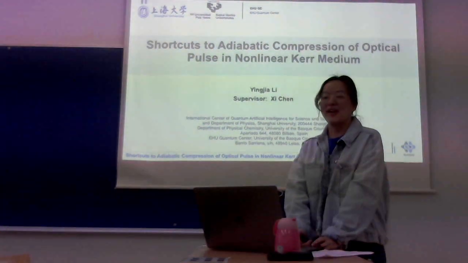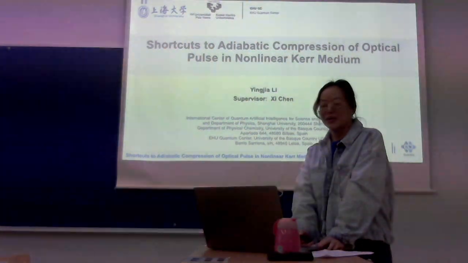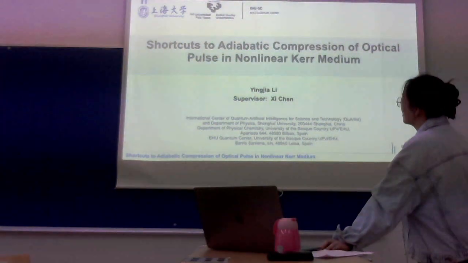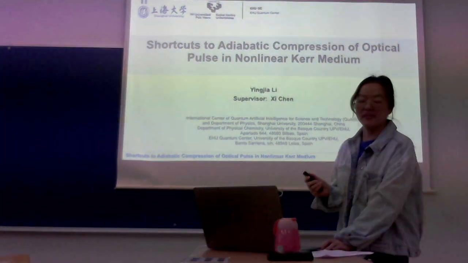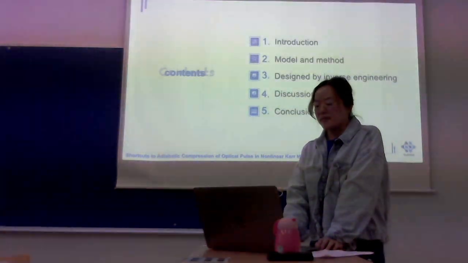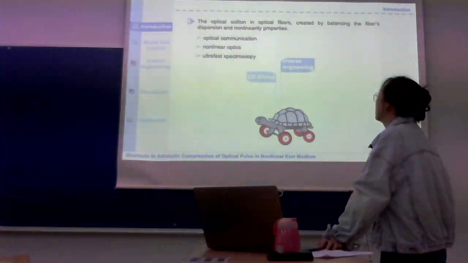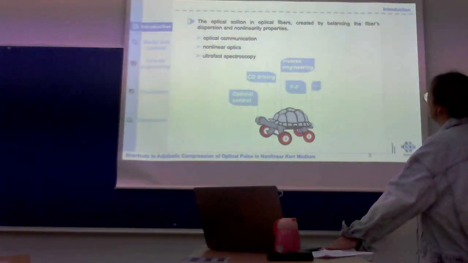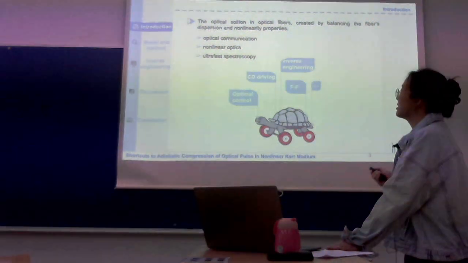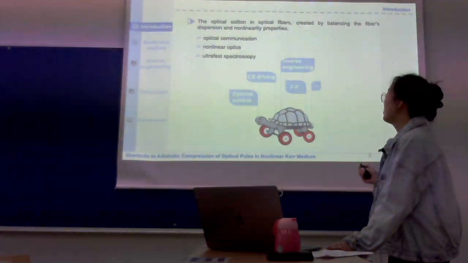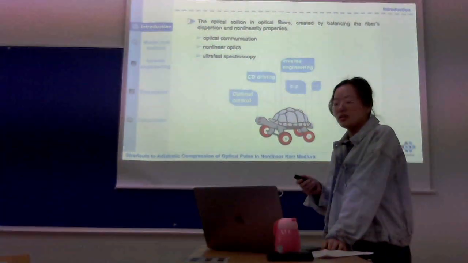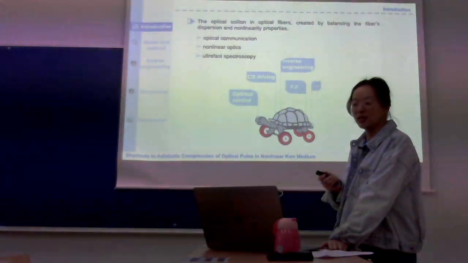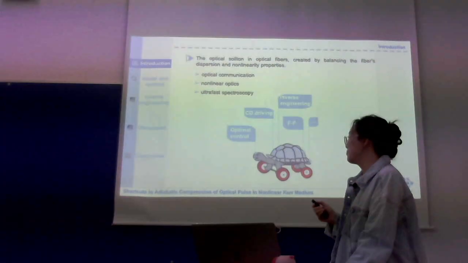Okay, hello everyone. Today I want to introduce shortcuts to adiabatic compression of optical pulses in nonlinear Kerr media. And what's the optical soliton? The optical soliton is a pulse in optical fibers created by balancing the fiber's dispersion and nonlinearity properties. And the soliton can maintain its shape, its velocity, and its amplitude over long-distance propagation.